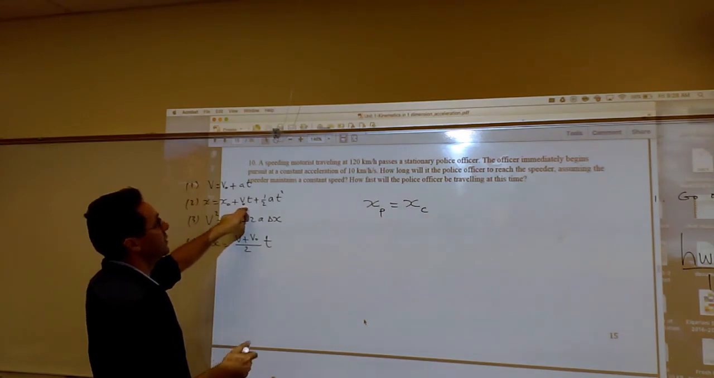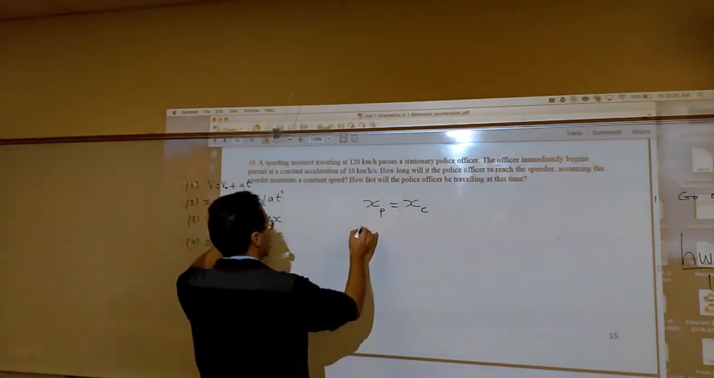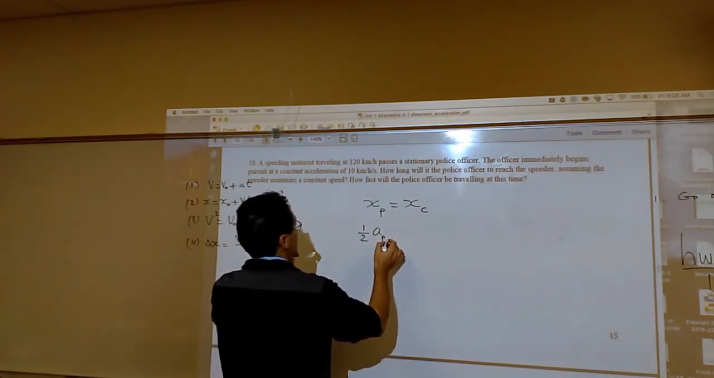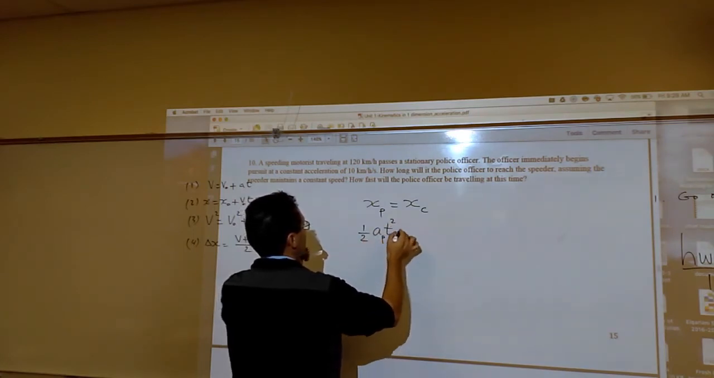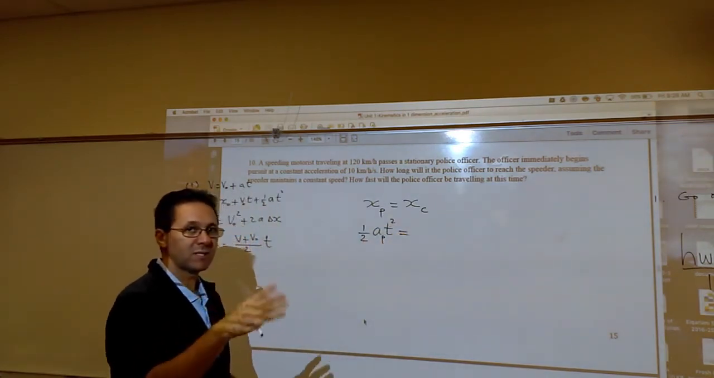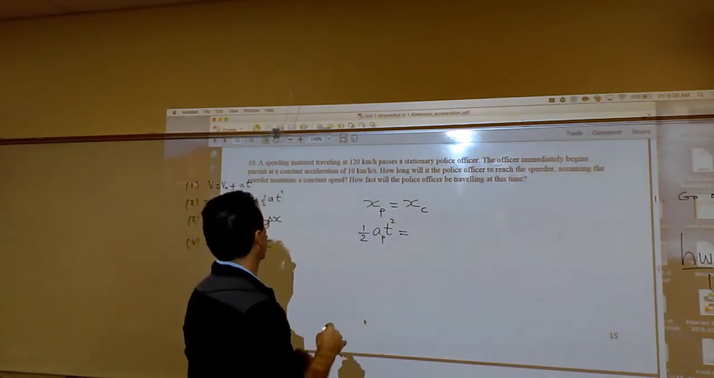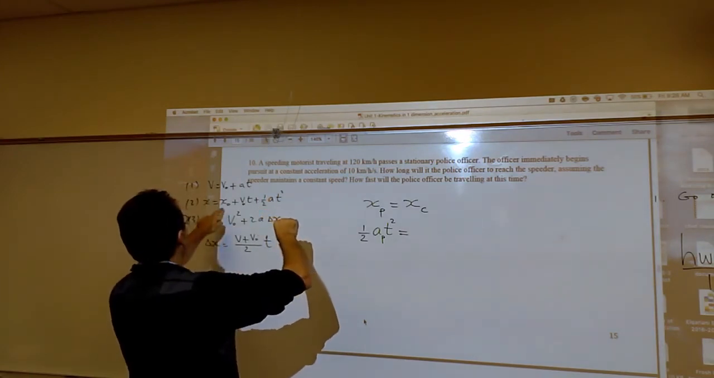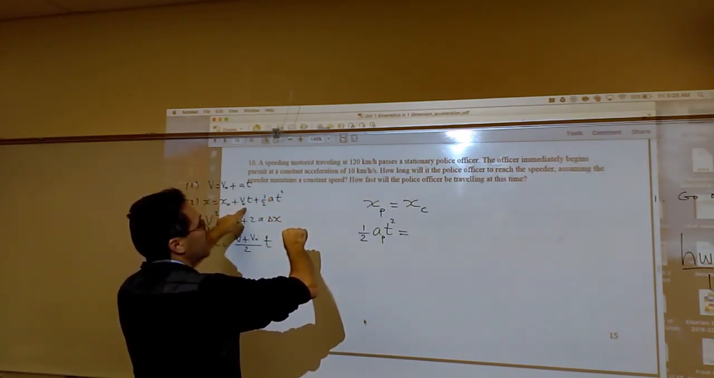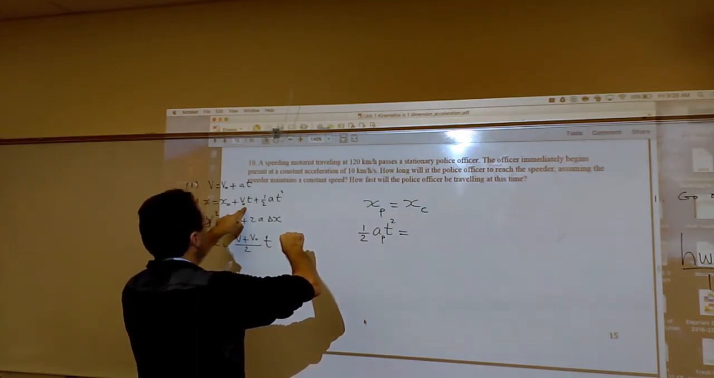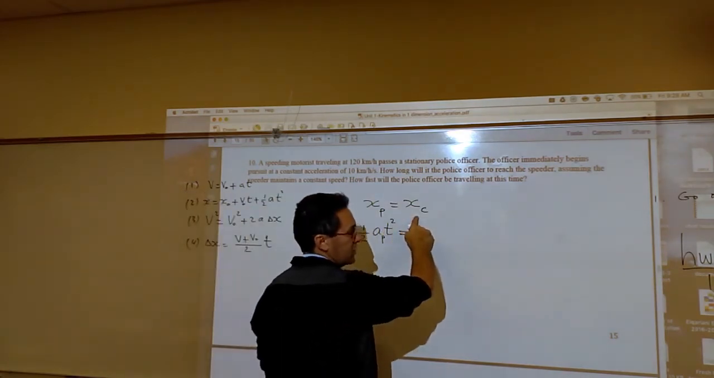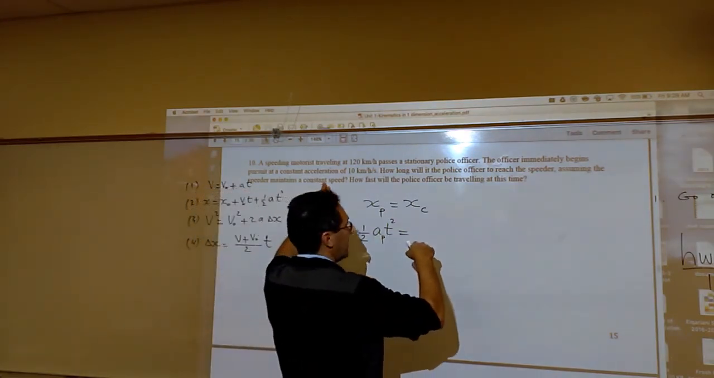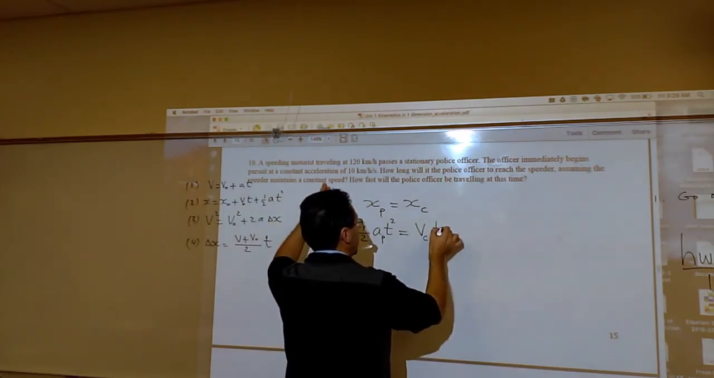This guy, the police officer, is starting from rest, so it's going to look like this. 1/2 the a of the police officer times t squared equals. Now, they would be traveling for the same amount of time when he catches them. Now, for the car, it's pretty straightforward. There is no acceleration. He's going at a constant speed. So his distance traveled is just his velocity times time.